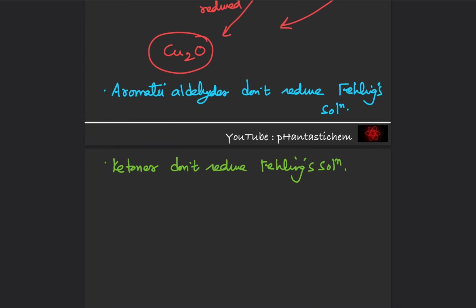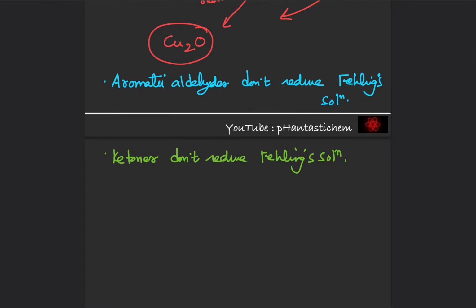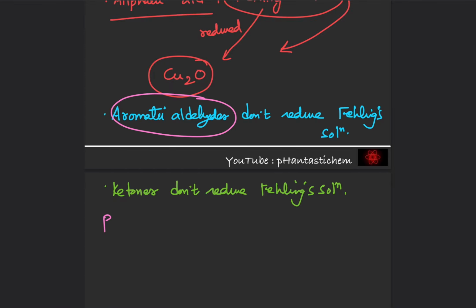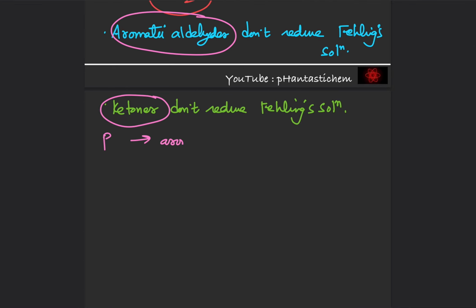So from this information, aliphatic aldehydes reduce Fehling's solution to cuprous oxide. Aromatic aldehydes don't reduce Fehling's solution to cuprous oxide. Ketones also don't reduce Fehling's solution to cuprous oxide. So therefore P is either an aromatic aldehyde or a ketone.